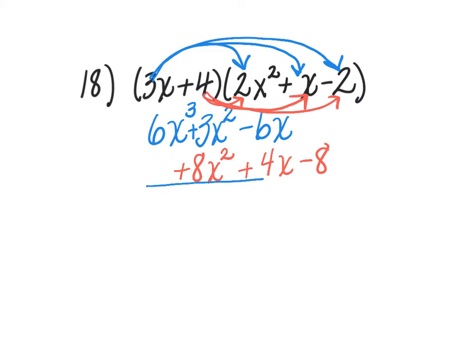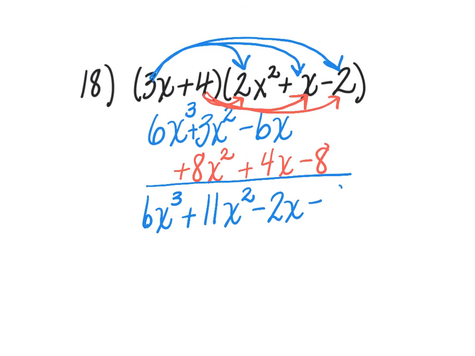Now that we're finished distributing, we can just combine like terms. Drop down that 6x cubed plus 3x squared and 8x squared will make 11x squared. Negative 6x plus 4x, that will give me negative 2x, and then minus 8.